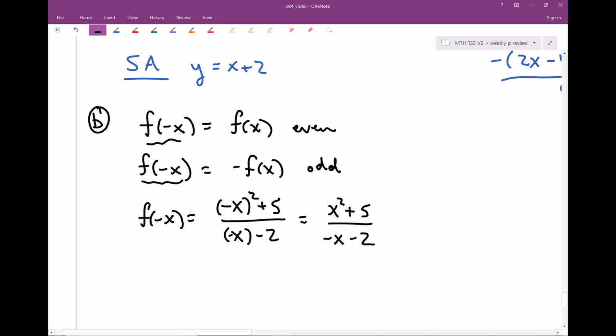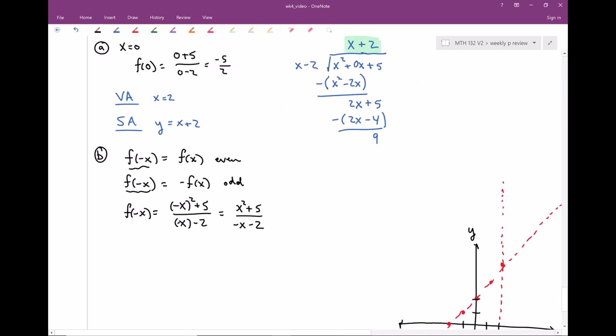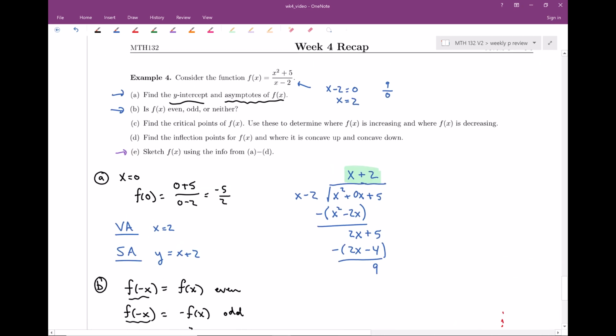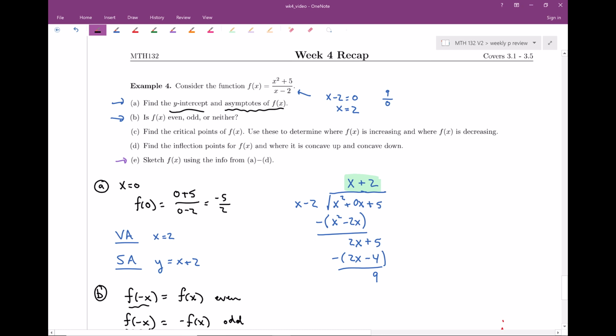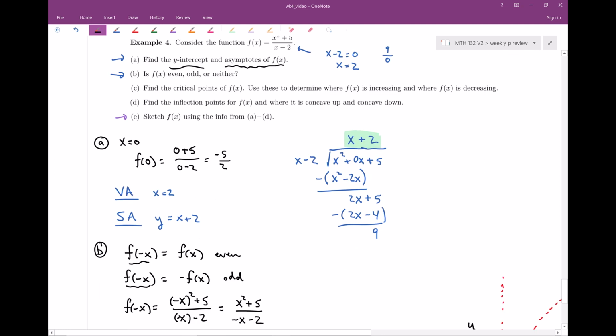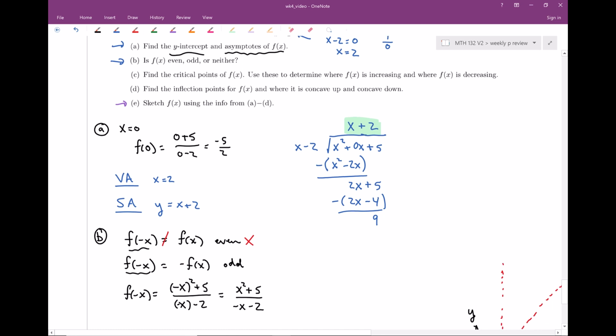And so we compare this against, is this equal to our original function, right? Is this the same thing? Well, the numerator looks the same, x squared plus 5, but the denominator, unfortunately, there's this extra negative sign, right? This negative x minus 2. So this does not appear to be even. These are not equal. F of negative x, the numerator was the exact same, but the denominator was off by a negative sign. Sorry, no luck. How about, is it equal to the exact opposite?